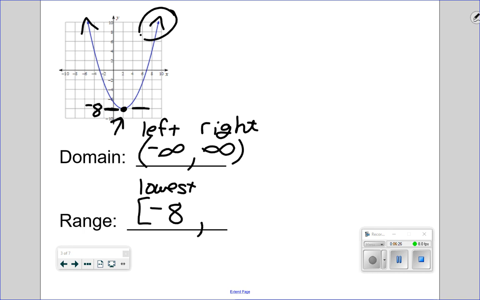Now the highest point, that's how we find our biggest y value. Since the graph goes up forever, there's 2 arrows going up forever. It doesn't matter as long as there's 1 arrow pointing up. Then the y values will continue to get infinitely bigger. So our range goes up to infinity. This says y can be anything from -8 to infinity and up.